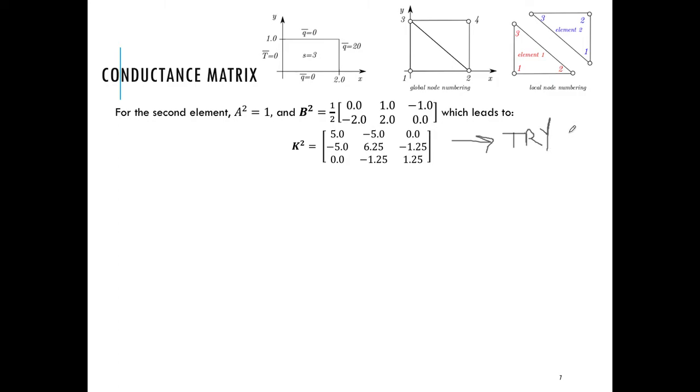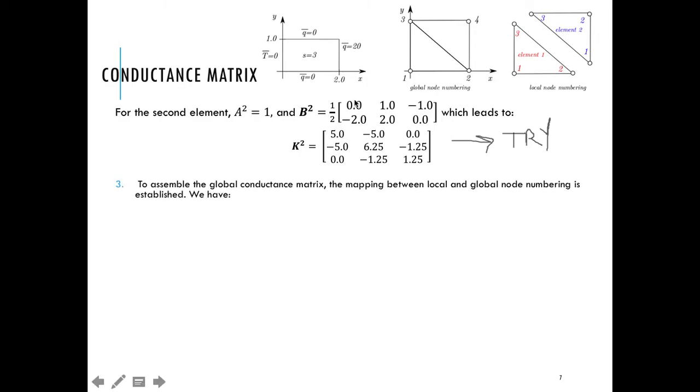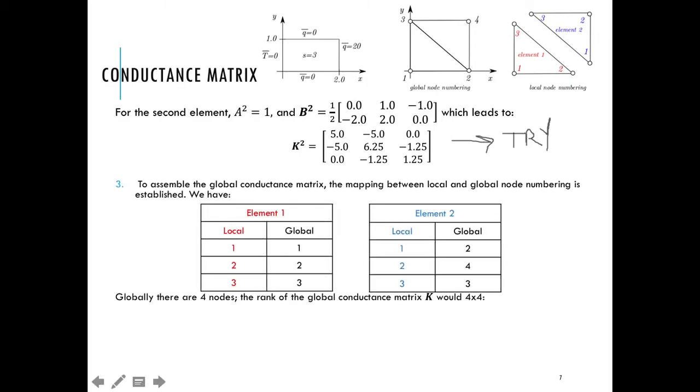So, that means I've got my two individual element conductance matrices. Now I need to assemble them into my global conductance matrix. Uske liye I'm just going to move back a little and look at my global problem. So globally I have 4 nodes, aur har node pe 1 degree of freedom hai. That means I have 4 degrees of freedom, so that the rank of my K matrix should be 4 by 4 basically. 4 degrees of freedom, so 4 by 4 K ho gaya.